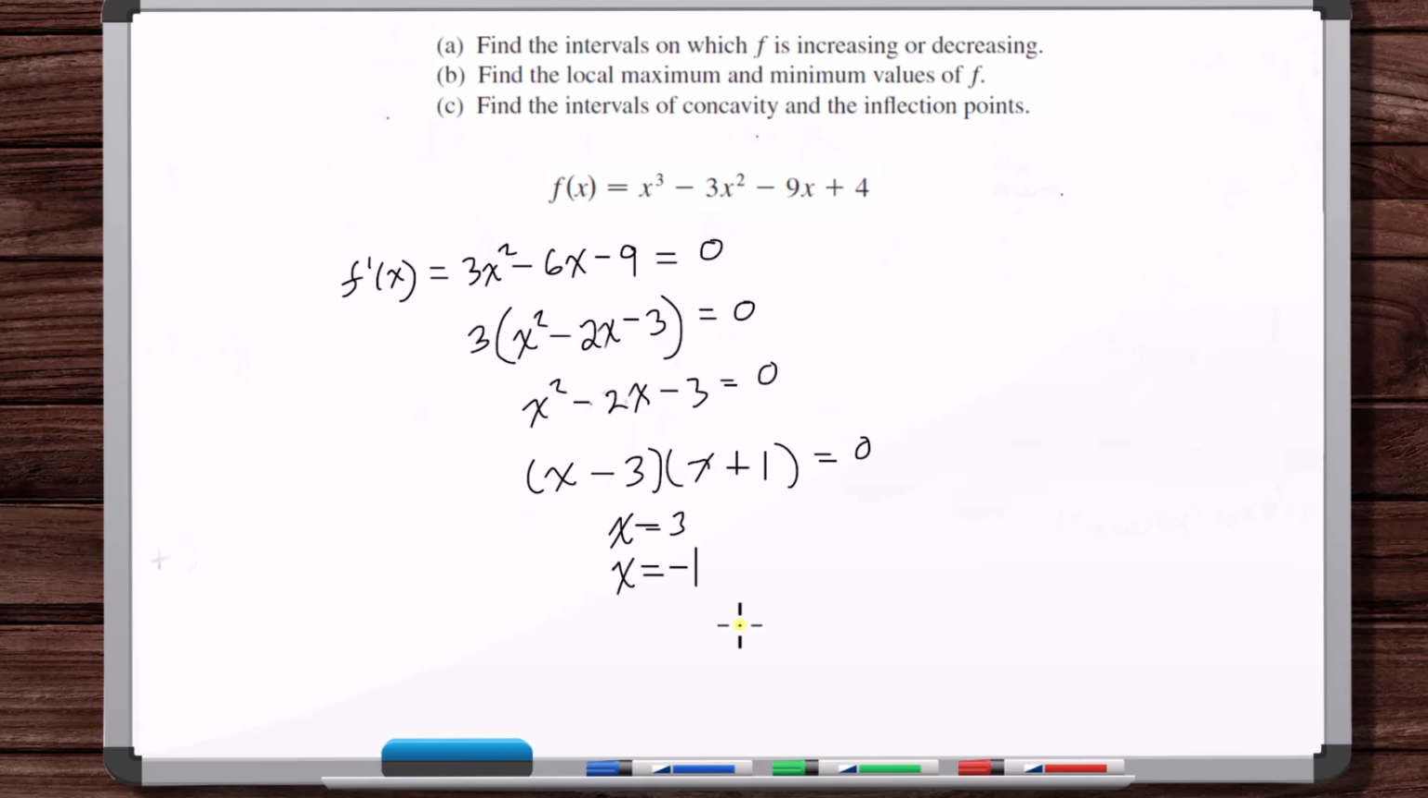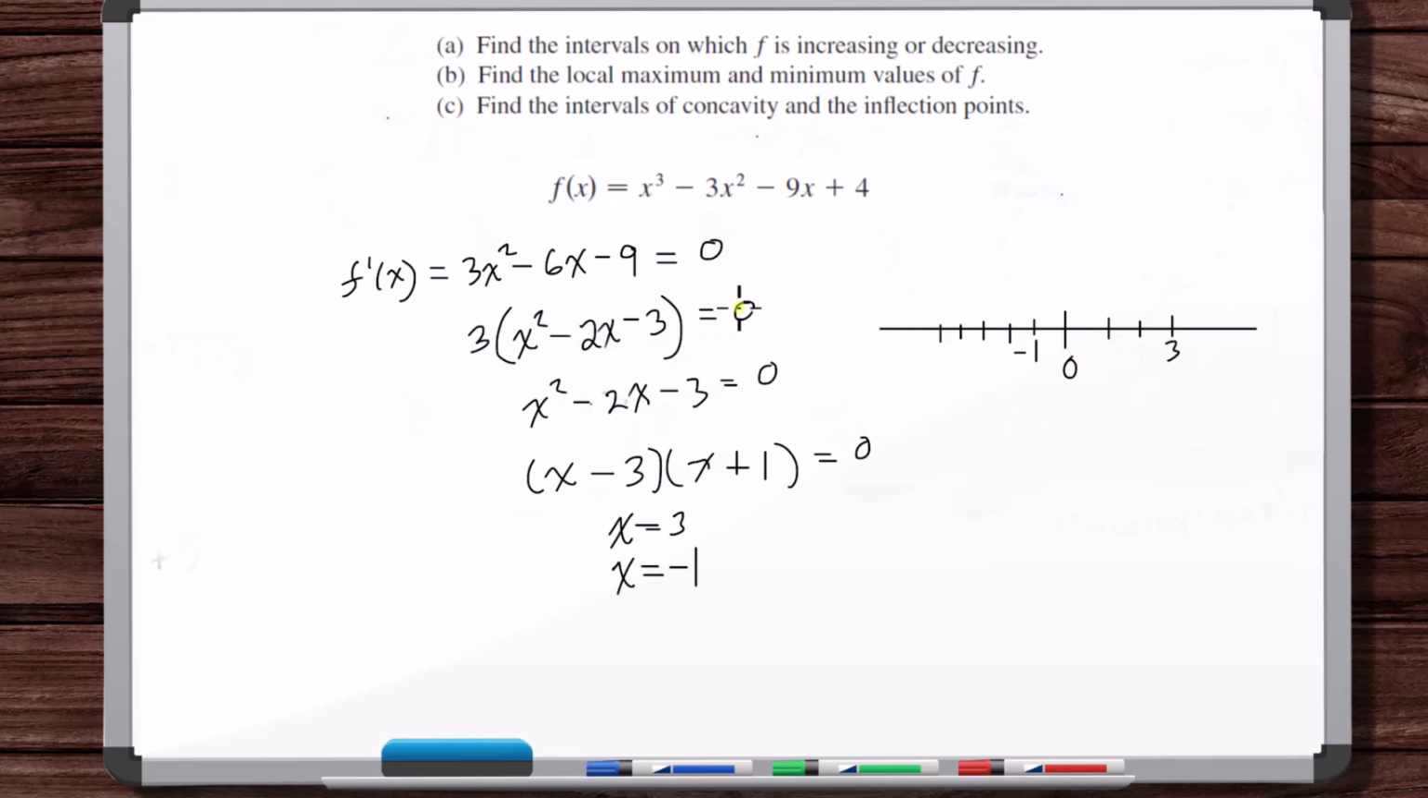Okay, so now what do we do? Well, we know that these are the only potential points where the first derivative can change signs, at these two points. So all we do is just check. When x is less than 3, is the function positive or negative? When x is greater than 3, is it positive or negative? You just check all around these points. So, if we've got a number line here, minus 1, 3, just check these 3 regions here.